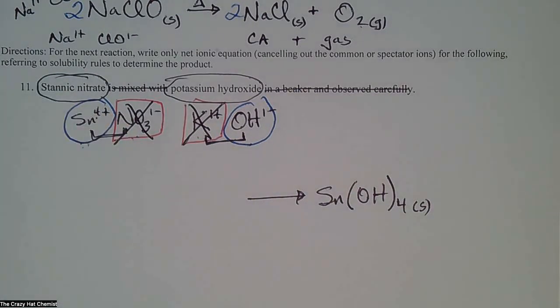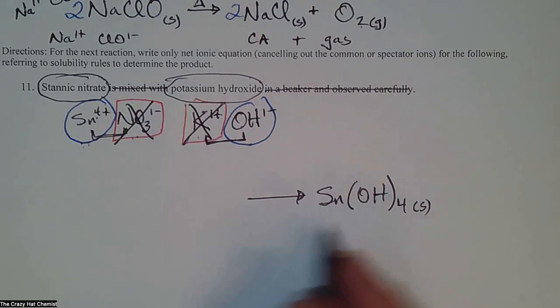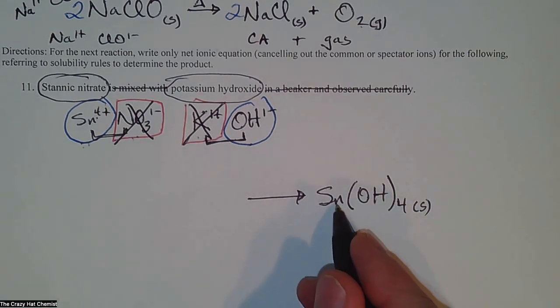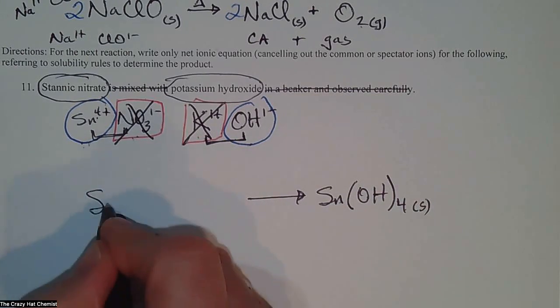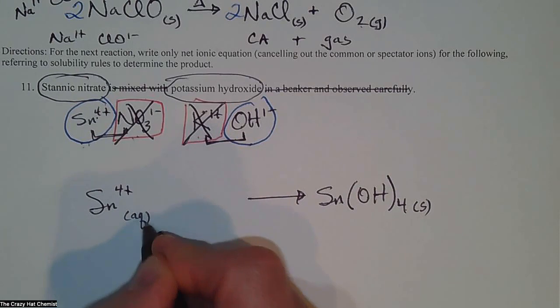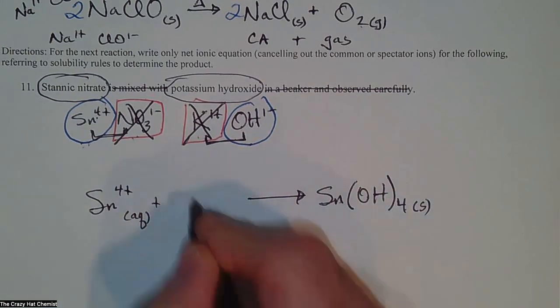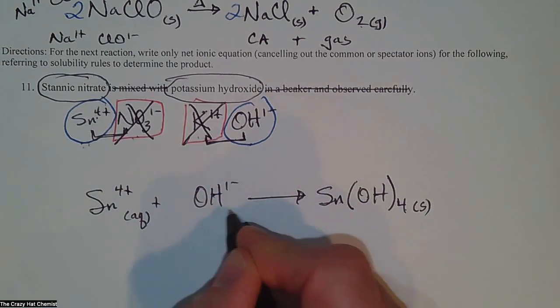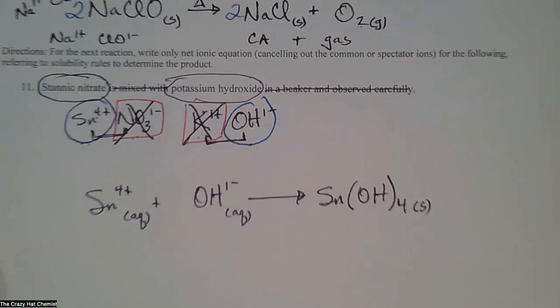Again, it is a double displacement reaction, but we're doing a net ionic equation and we're decomposing this product to come up with the two reactants, of which are always going to be aqueous. So the tin is a 4+, that's Sn4+. This is always aqueous on the reactant side. And then hydroxide, that's an OH with a 1-. That's also aqueous.